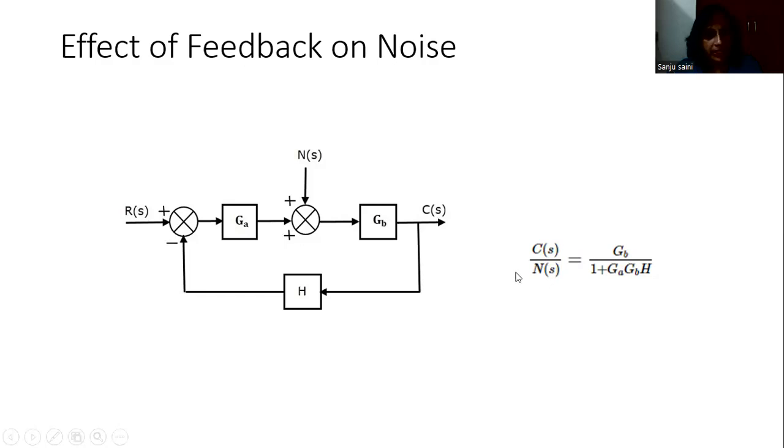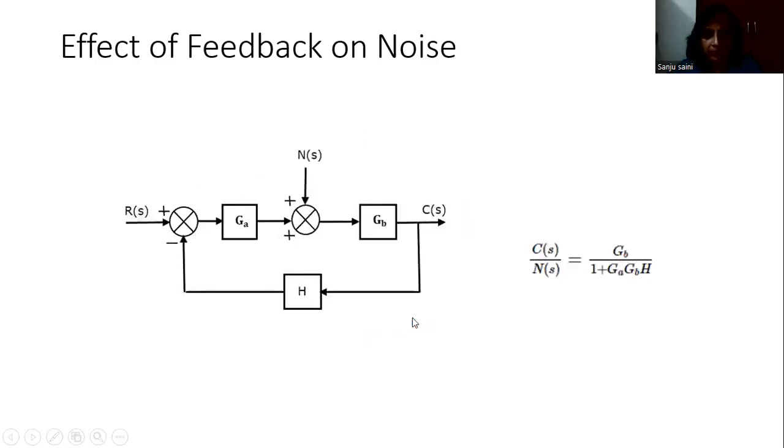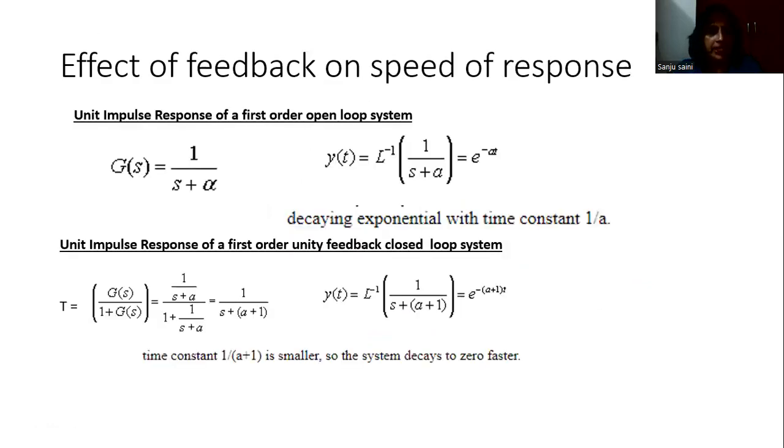However, in the case of the open loop type of system, we never had such a provision. Here the effect of noise is reflected within the system. This is equal to GB only. But in case we are having the effect of feedback on noise, we can very well see that the transfer function with respect to noise has been divided by a factor 1 plus GA into GB into H. So in case this is chosen properly, then the effect of feedback on the noise can be reduced to a minimum. Then next is the effect of feedback on the speed of response of the system.